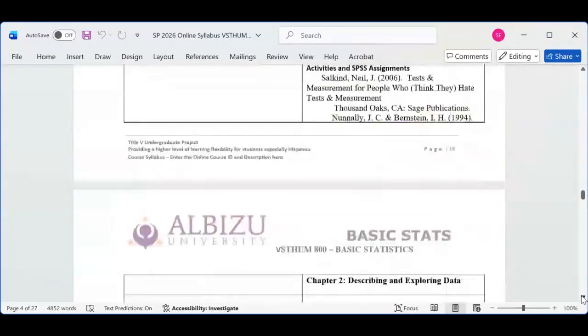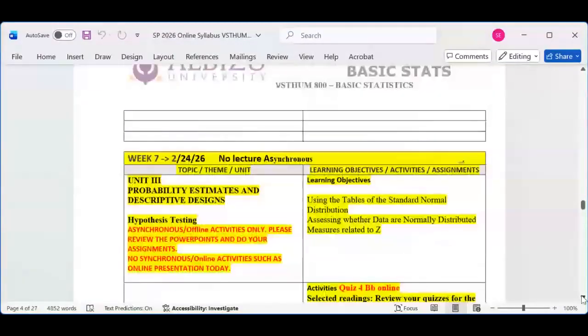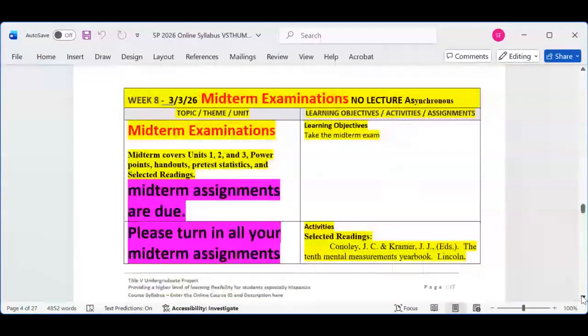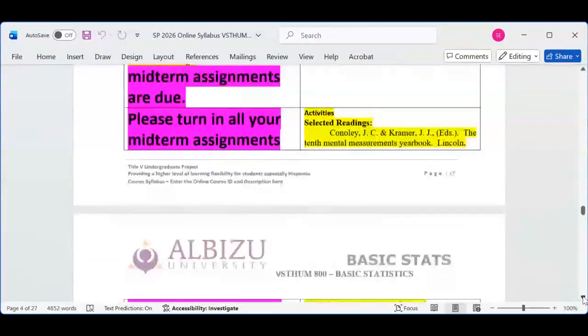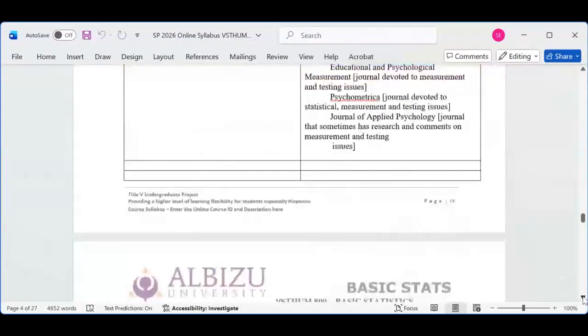Let me know if you see any error, please, so I can fix it regarding those dates and assignments. We try to go by these dates, but sometimes it's difficult. And then on week 8, we have a midterm exam. Hopefully by then you completed all your 5 quizzes and 5 SPSS assignments. And after that, we're halfway there, and we start the second half of the semester with week 9 and those things that we need to do.